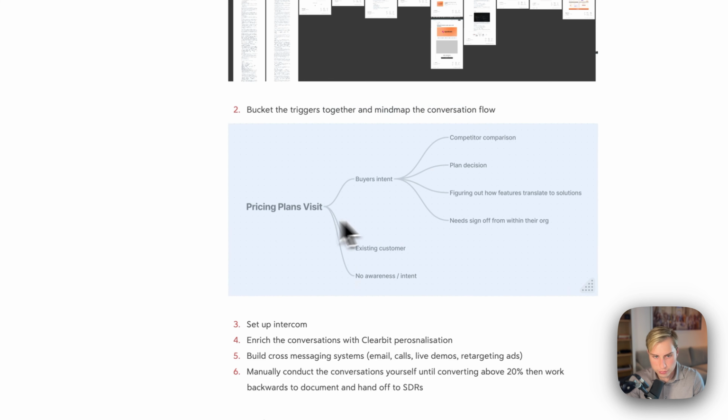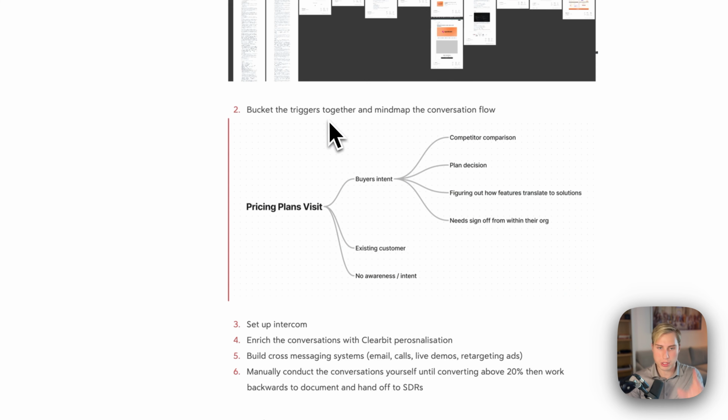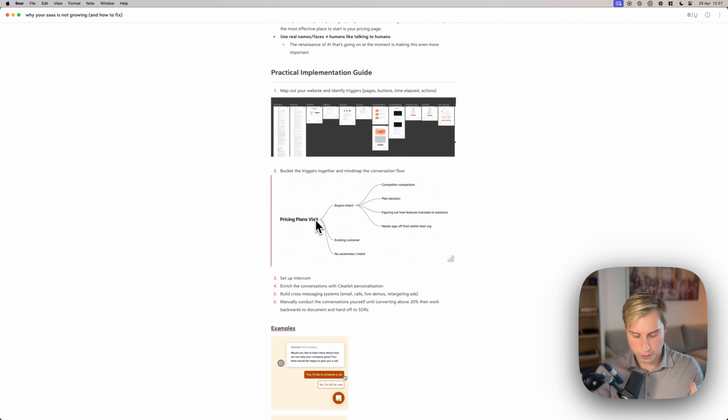So here's an example. Let's say that someone visits our pricing page on our website. That is going to be the trigger. So someone comes to the page, we trigger our message, right? Now, after we've got the message and they reply to us, there's essentially 3 paths that the conversation can go down. The first is buyer's intent. So this is someone considering signing up and buying the software.